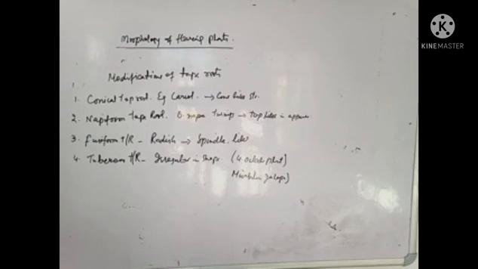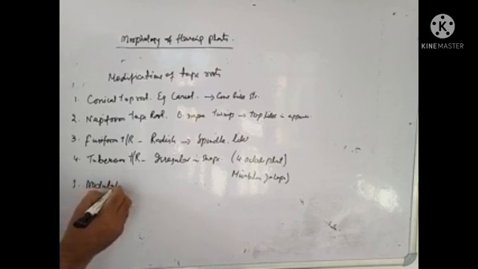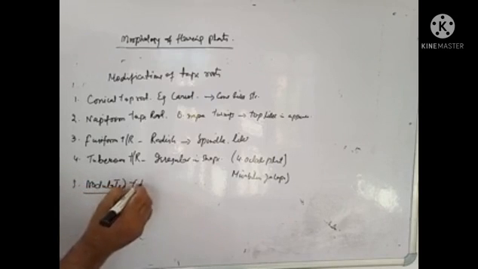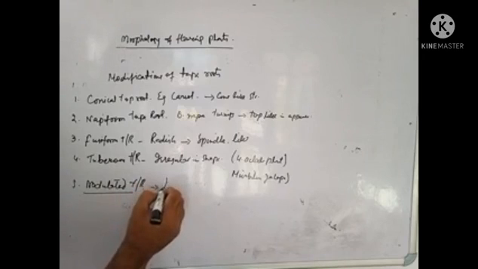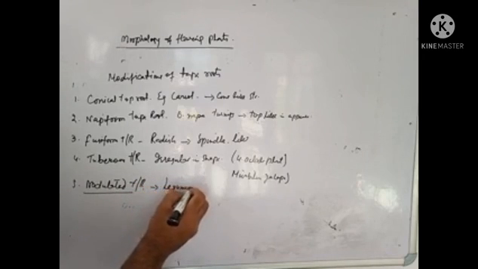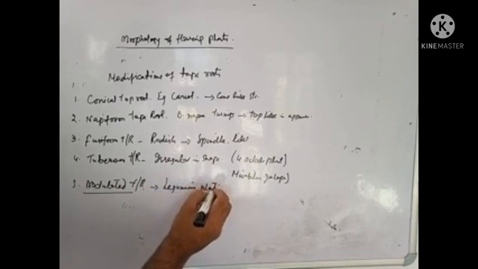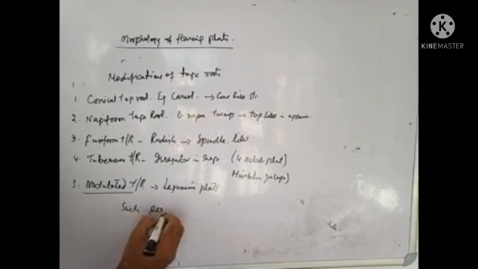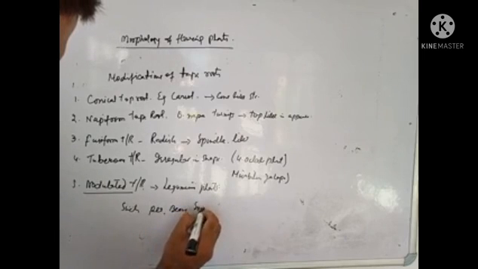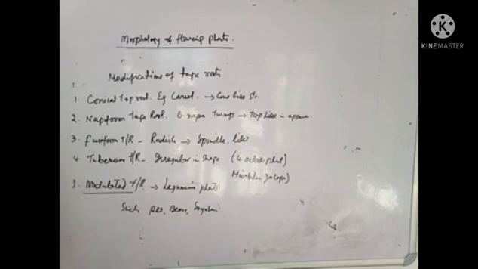One more modification in taproots, that is nodulated taproot. These roots are found in leguminous plants such as pea, beans, soya bean, as these help in nitrogen fixation.